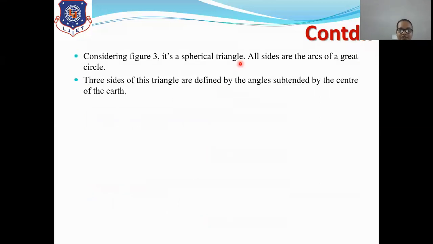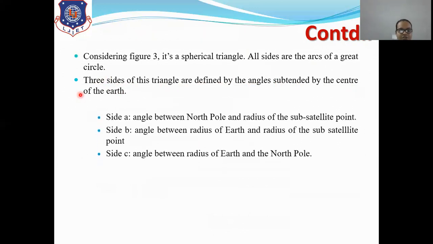It is a spherical triangle. All the arcs are of a great circle, and we have capital A, B and C and small a, b and c. So what are these? This we will discuss right now. These three sides of the triangle are defined by the angle subtended at the center of Earth. So first let us talk about side A, side B and side C.